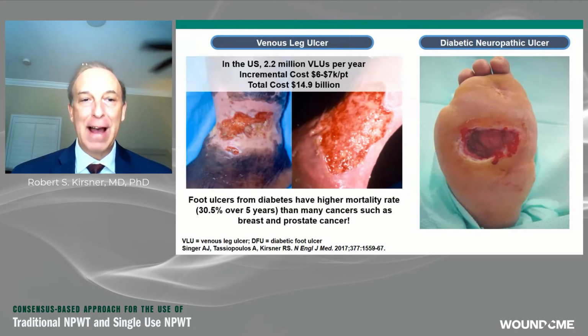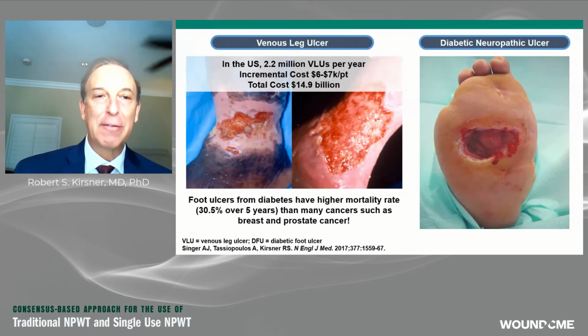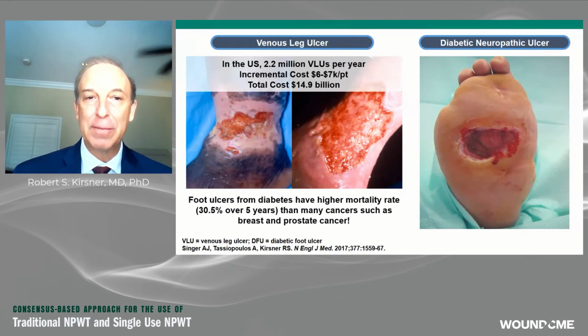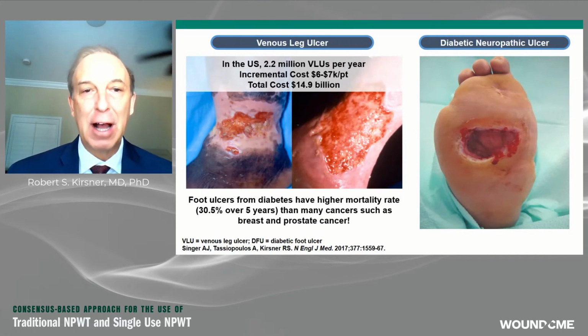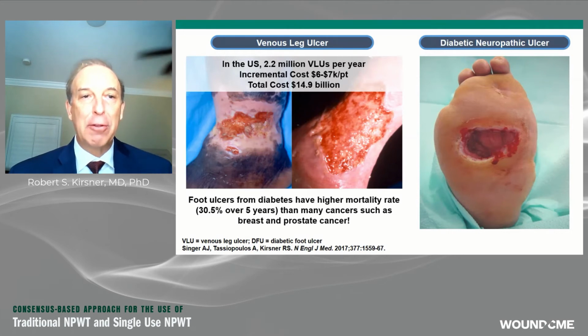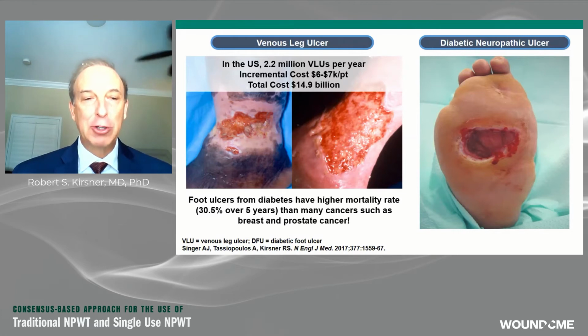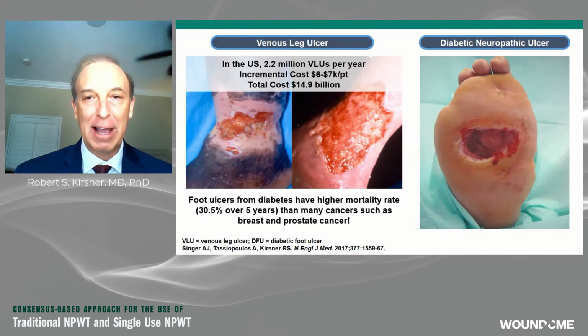And they're quite common. In fact, just to give some perspective, in the US alone, recent data from several years ago suggested that there were about 2.2 million venous leg ulcers each year, and that not only are they prevalent, but they're costly. If you look at the incremental cost between a matched patient with a venous leg ulcer and without, the venous leg ulcer costs about $6,000 to $7,000 per patient. And if you do the math on those 2.2 million and multiply it by $6,000 to $7,000 per patient, you get a total incremental cost of up to $15 billion annually for venous leg ulcers.